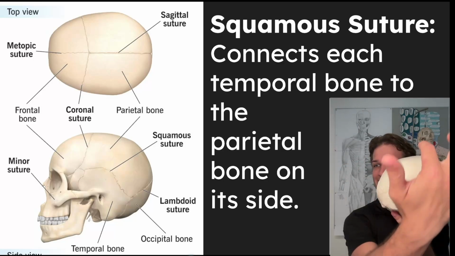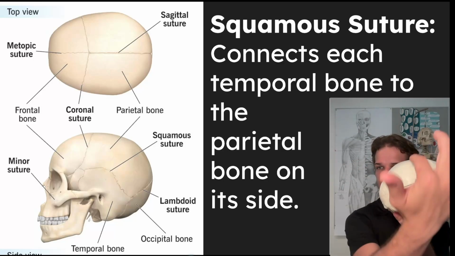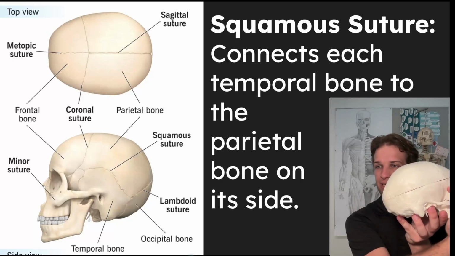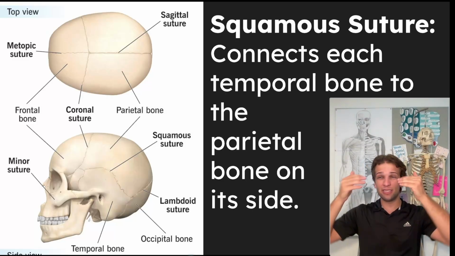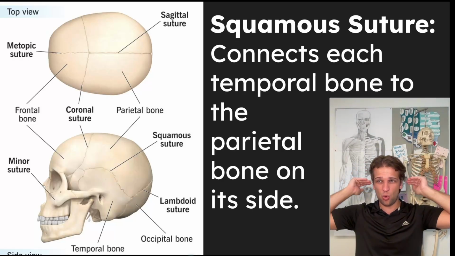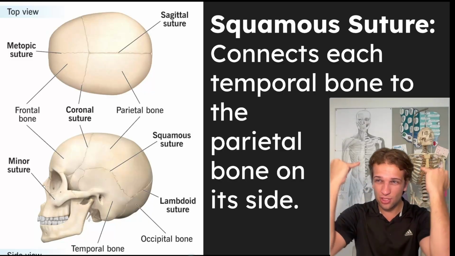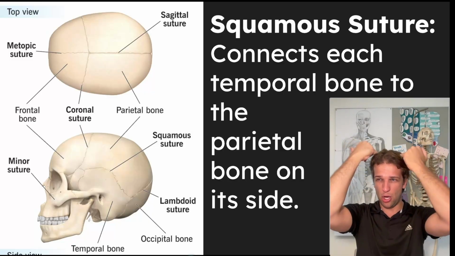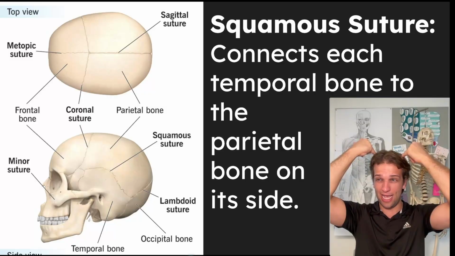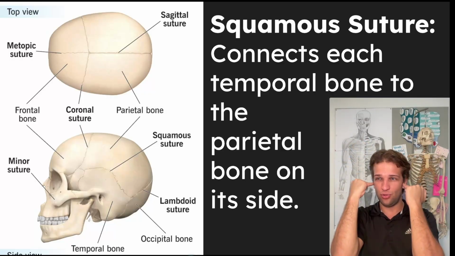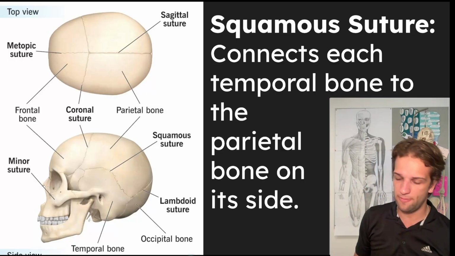Temporal bones will be connected to the parietal bones by the squamous suture. Think squamous sutures on the side, squamous, right? And so the squamous will connect the two bones of the side of the skull, the parietal, the top one, down to the temporal, the lower, the bottom one.